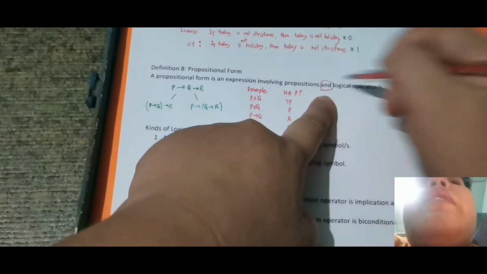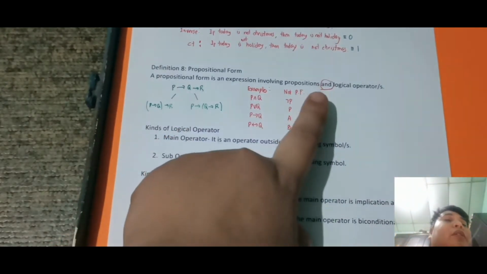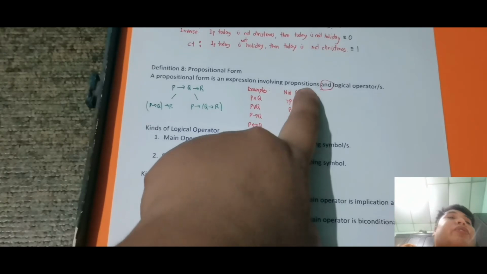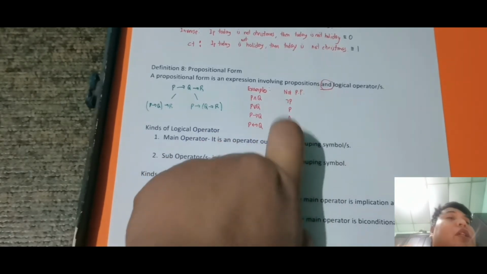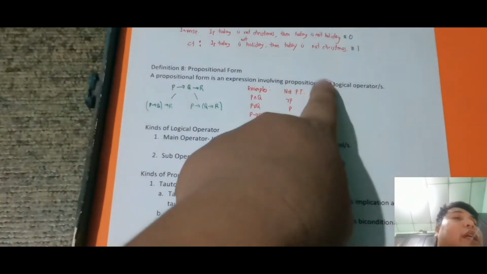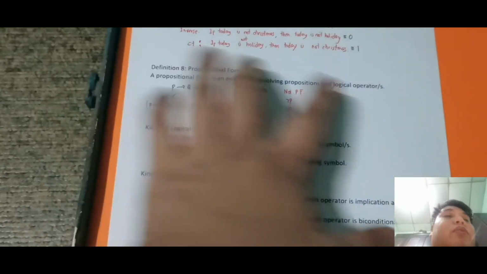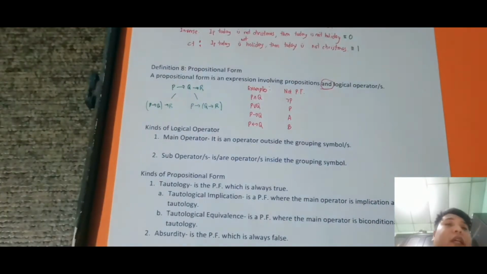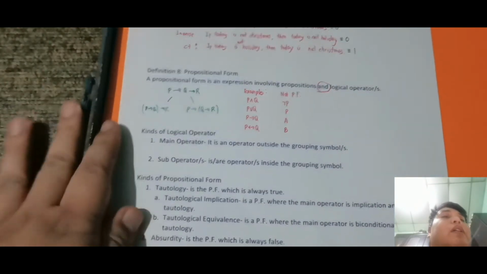So the word and, yun yung essence, no? Sabi kong or, so ibig sabihin pwede pa. Kasi sinabing involving propositions or logical operators, pwede natin sila consider as propositional form. But since and yung word, para masabi mong true yan or one, dapat parehas silang nag-i-exist. Okay, so yun yung isang example.